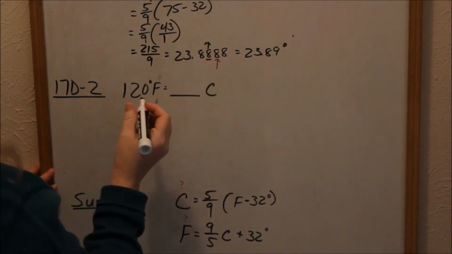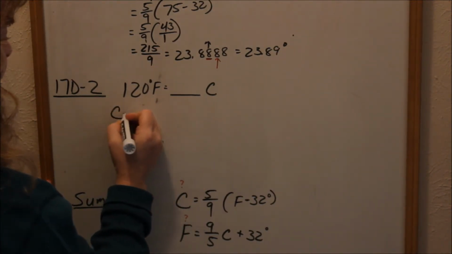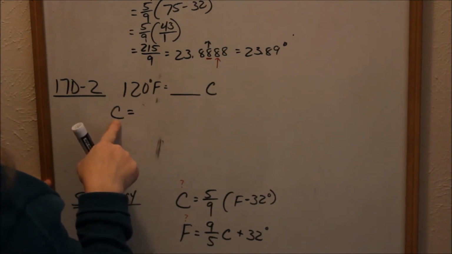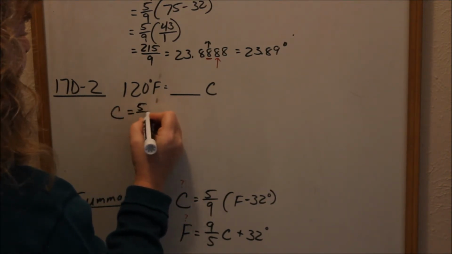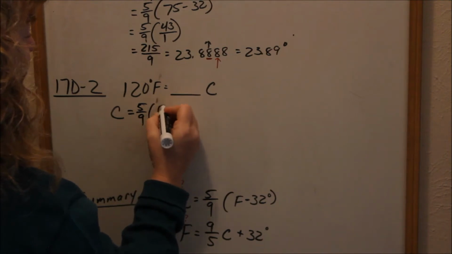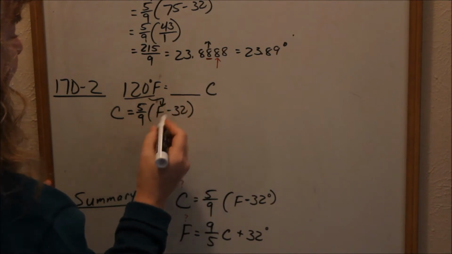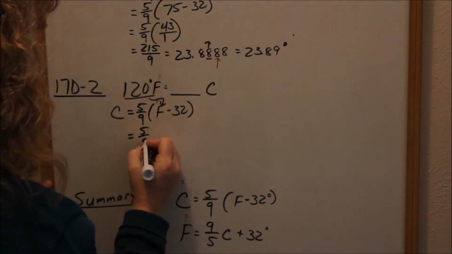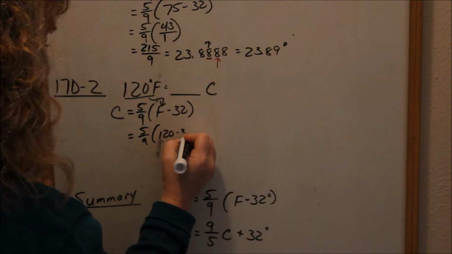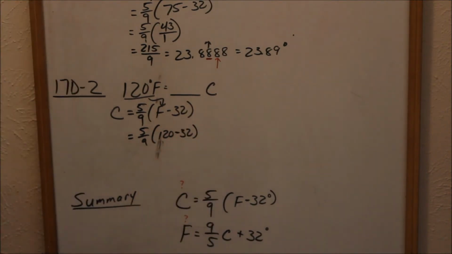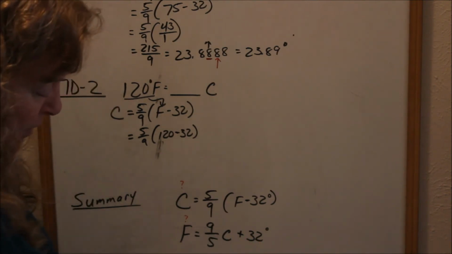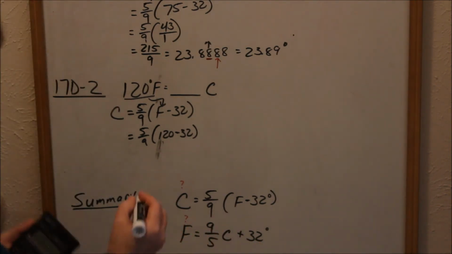Alright, let's look at 17D number 2. We're going to convert 120 degrees Fahrenheit into Celsius. So since we want to know Celsius, start with the formula that C is all by itself. C equals 5/9 F minus 32. Take your Fahrenheit temperature and put it in there for F. So 5/9 times 120 minus 32. PEMDAS says do parentheses first. So that would be 88.